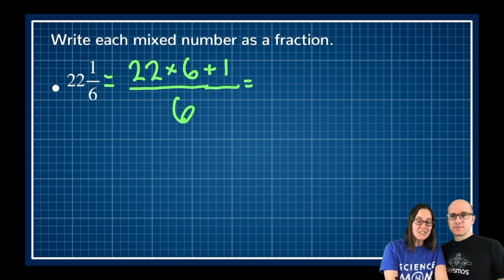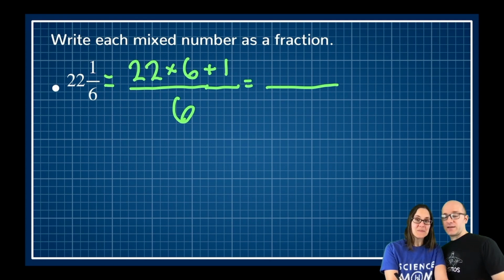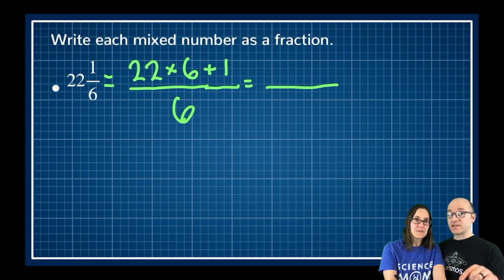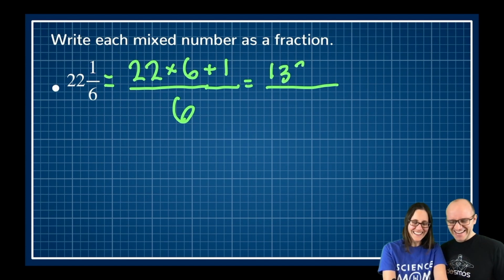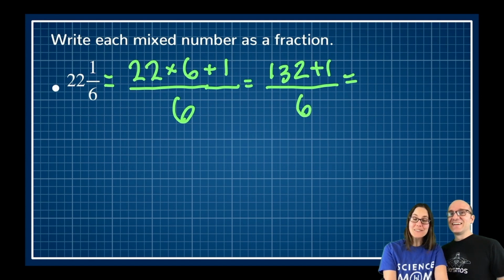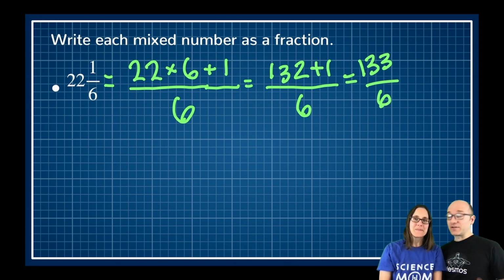So then I just need to do my multiplication and addition. 22 times 6, oh. Well, one way you could think about it, 22 times 6 is the same as 11 times 12. So I take half of the 22, but I double the 6. It's 132. Thank you, Math Dad. 132 plus 1 all divided by 6 equals 133 sixths. There you go. You've converted from a mixed number to a fraction.